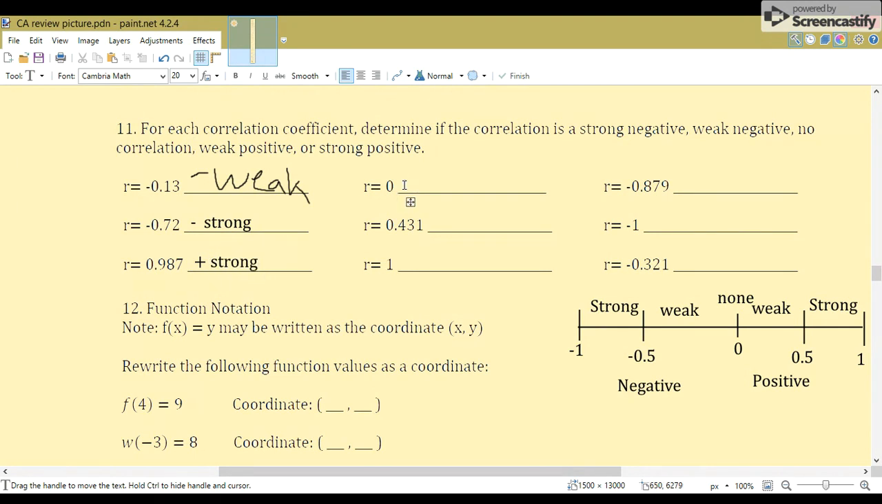R equals 0. That's no correlation. R equals 0.431. That's positive because there's no negative sign in front of it. And it is closer to 0, so it is weak. R equals 1. Well, it's positive. It is very far away from 0, as far as it can be on these, so it's very strong.